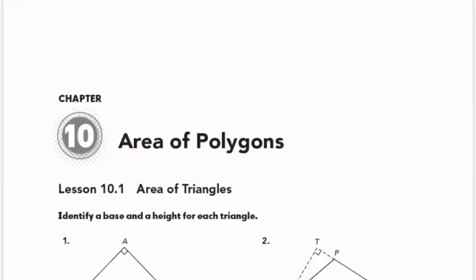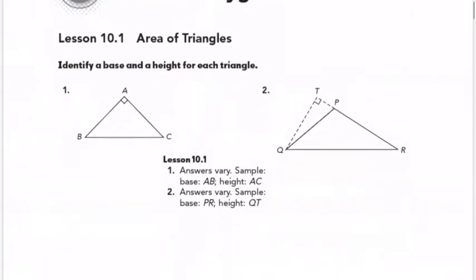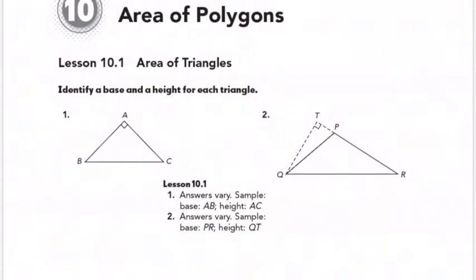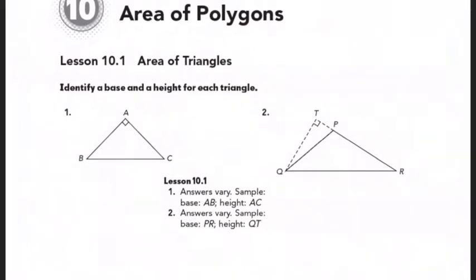Okay, boys and girls, I just want to go over the answers from yesterday. A couple things. Identify the base and height of each triangle. For number one, you could have multiple answers. AB could be the base, and then AC could be the height, or AC could be the base, and AB could be the height, because here's the right angle, and they're both connected.